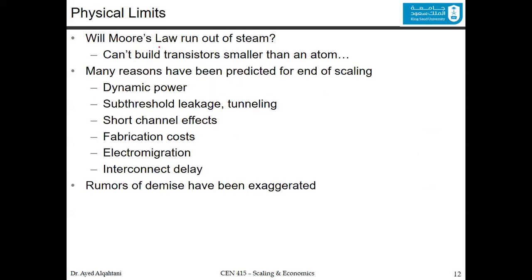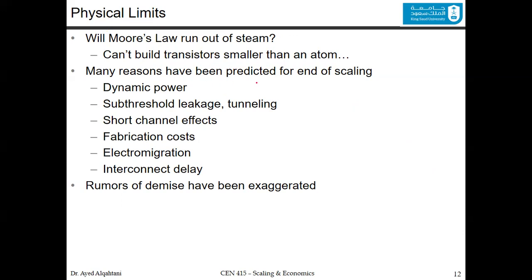The physical limits are actually the main reason, when you look at it, frankly. Will Moore's law run out of steam? We can't build transistors smaller than an atom. So the feature size is going down and down as new generations are invented, but we can't get smaller than an atom. We will reach the physical limits.